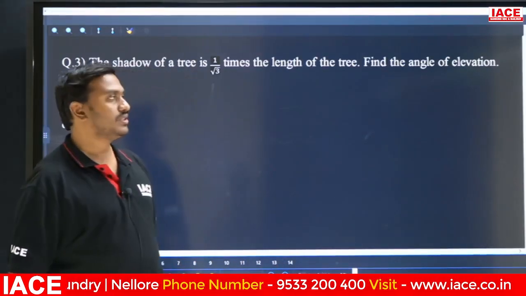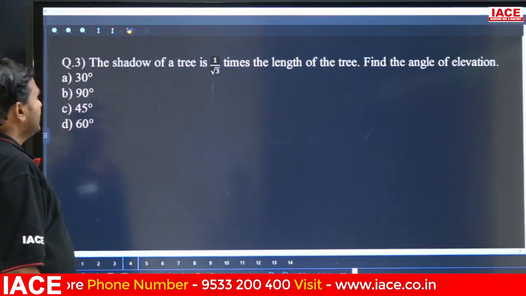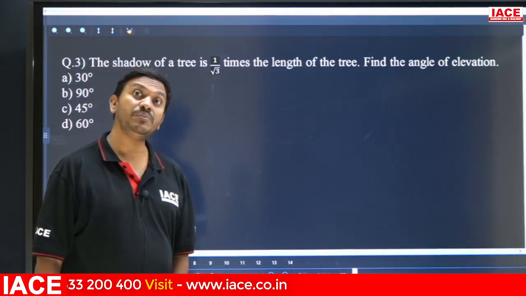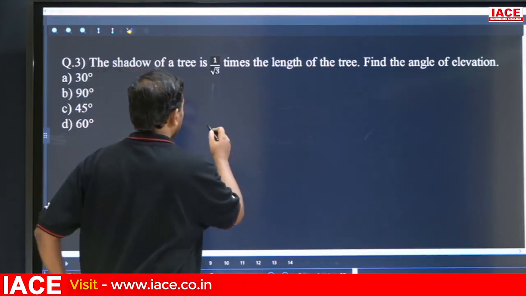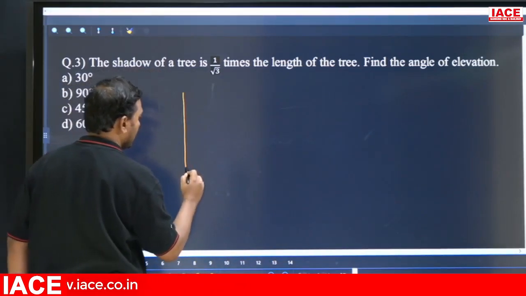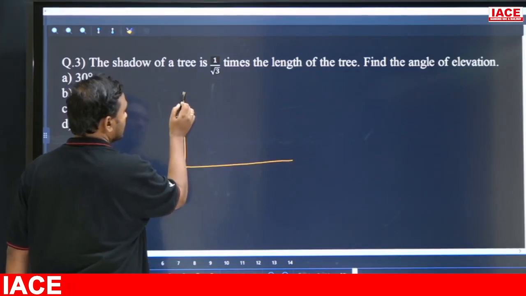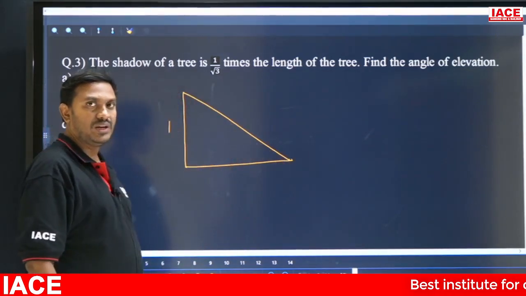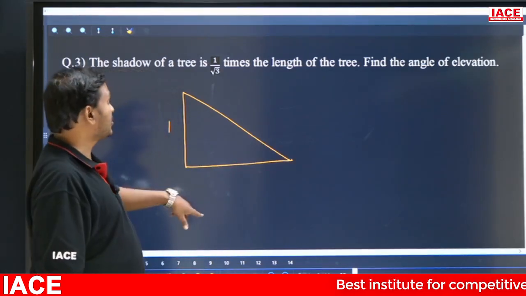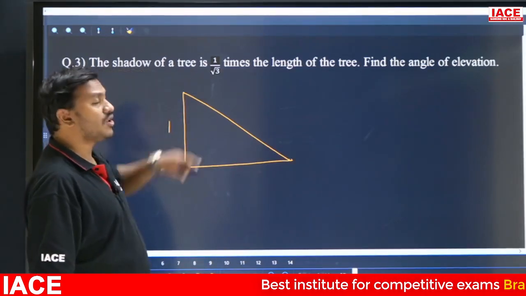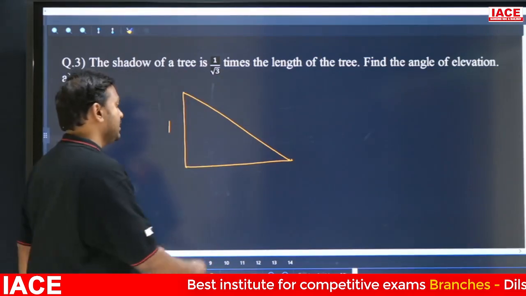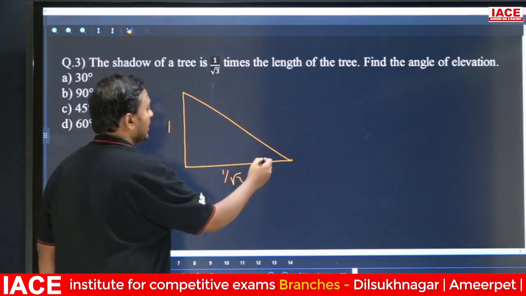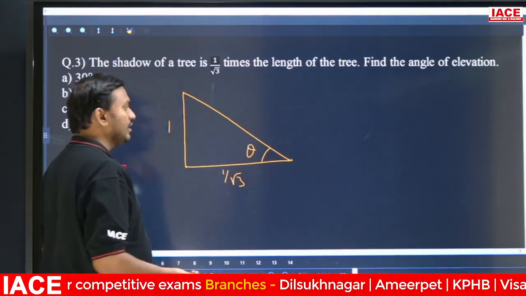Then question number 3. The shadow of a tree is 1 by root 3 times its length. This is a trigonometry, heights and distance question. One tree is there, let its height be 1. If the height is 1, the shadow is 1 by root 3 times, that means 1 by root 3. Then what is the angle of elevation, theta?